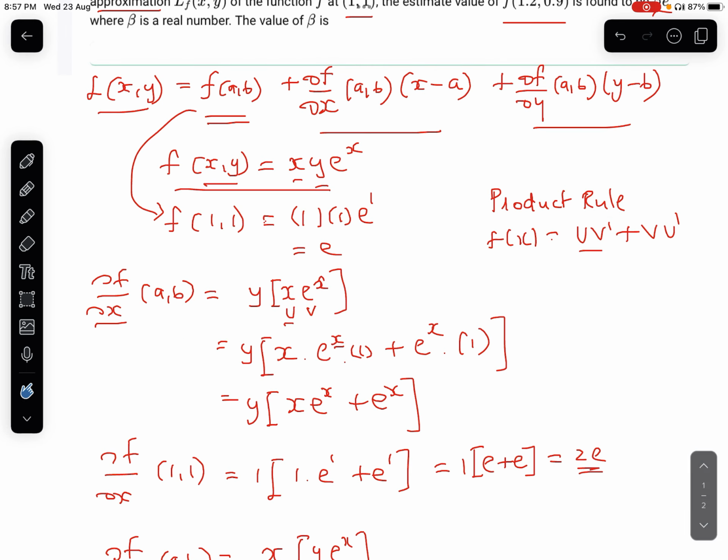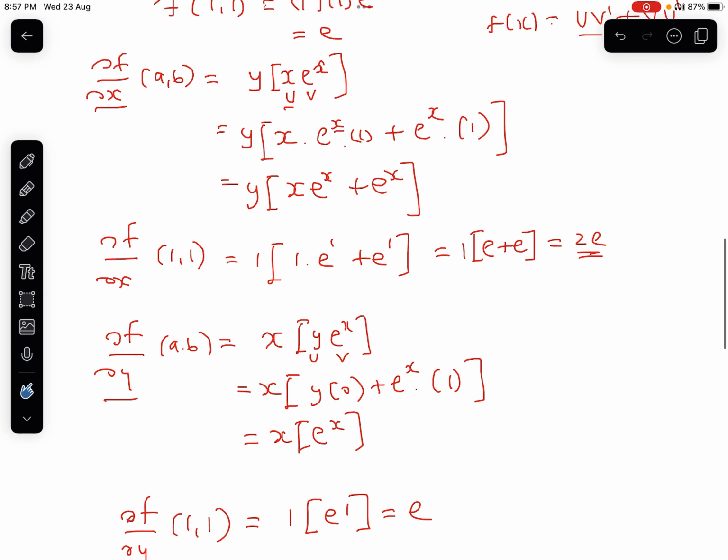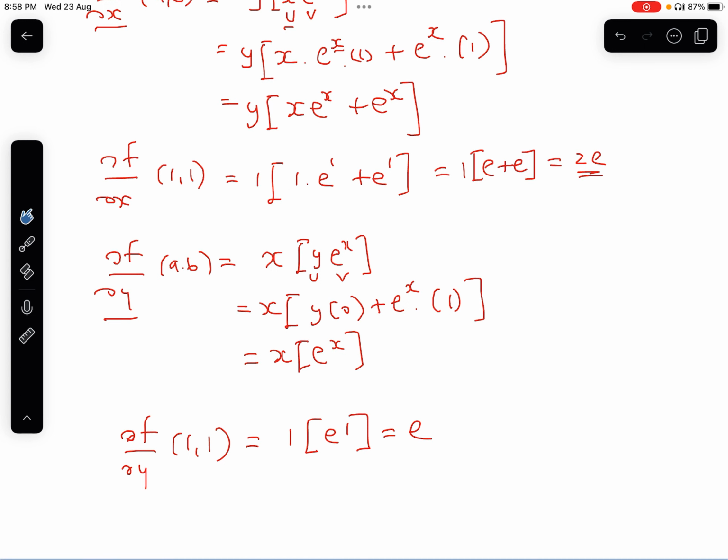So f(a, b), listen here very carefully. In the place of f(a, b), we already solved f(1, 1), and next, in the place of ∂f/∂x, we already solved that by substituting the coordinates. We got it as 2e, and in the next step, we got it as e. So this is what we got, e for ∂f/∂y. Now let us substitute in the formula.